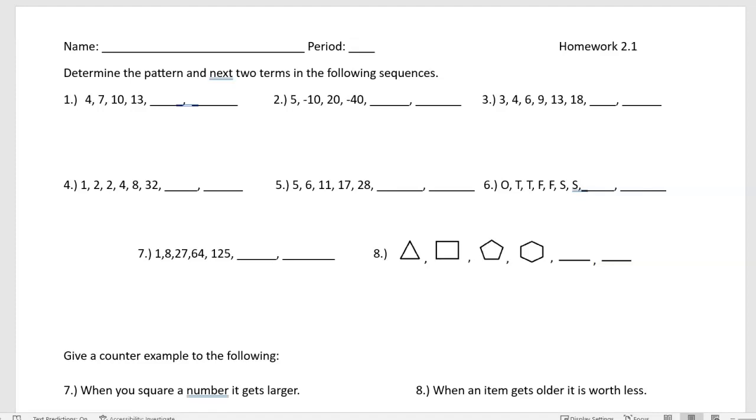All right, kiddos, I wanted to go over the homework from last night with you. It was on 2.1. 2.1 was on inductive reasoning.